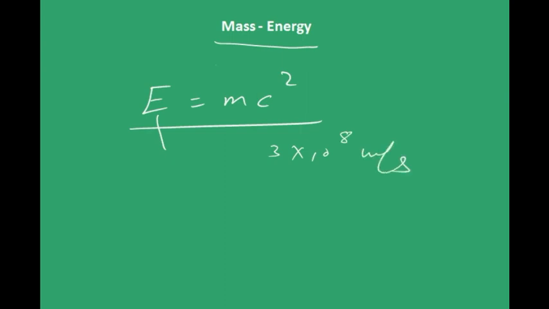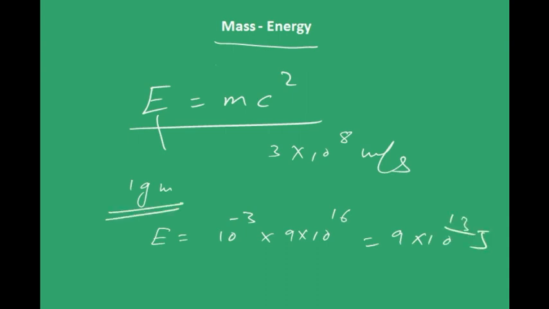Now, what will be the energy equivalent to 1 gram of substance? According to this formula, 1 gram is 10^-3 kg, and c is 3 × 10^8, right? So its square will be 9 × 10^16. So you observe that it is very, very large.